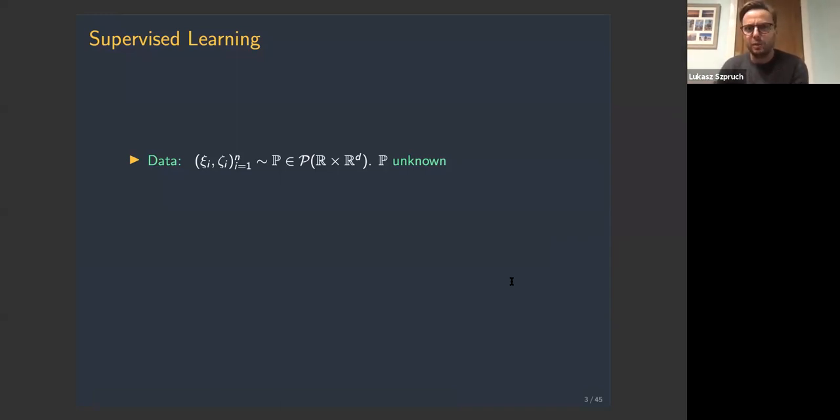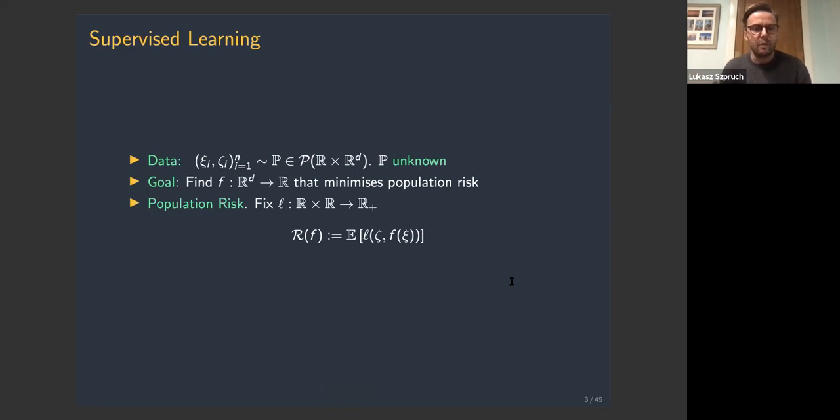So I have IID samples, so input-output data that come from some distribution P, and typically that distribution P is unknown. And the goal is that we believe that there is some functional relationship that takes input Xi into zeta, and we would like to find that function. The way we go about it in a classical setup is that we would like to find a function f that is minimizing some population risk. So what is that? We fix a loss function L that measures the distance between my output data and the predicted value with function f. We take expected value with respect to this population distribution that we don't know, and we would like that population risk, calligraphic R, to be small.